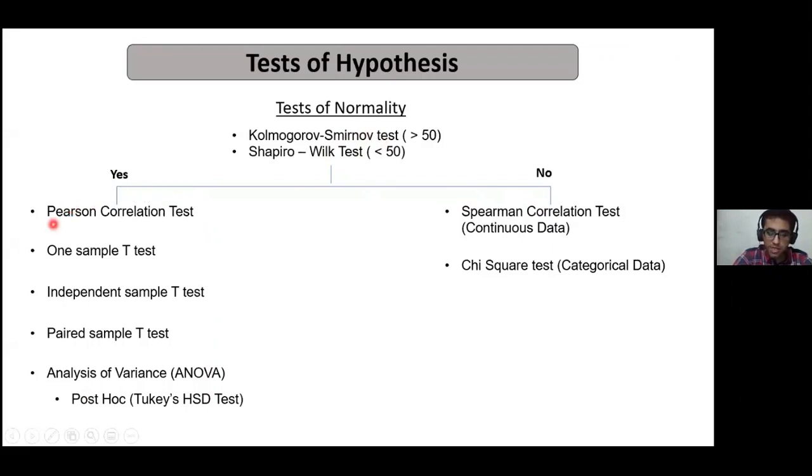For example, if my data is normal, then I will go for Pearson correlation test, which will tell me about the correlation between or among the variables that we have. One sample t-test is there, the independent sample t-test is there, paired sample t-test is there, and analysis of variance is there. One sample t-test is used when we want to compare the mean of the sample with some hypothetical mean. Independent sample t-test is when we have two different groups and we want to compare the means of those groups.